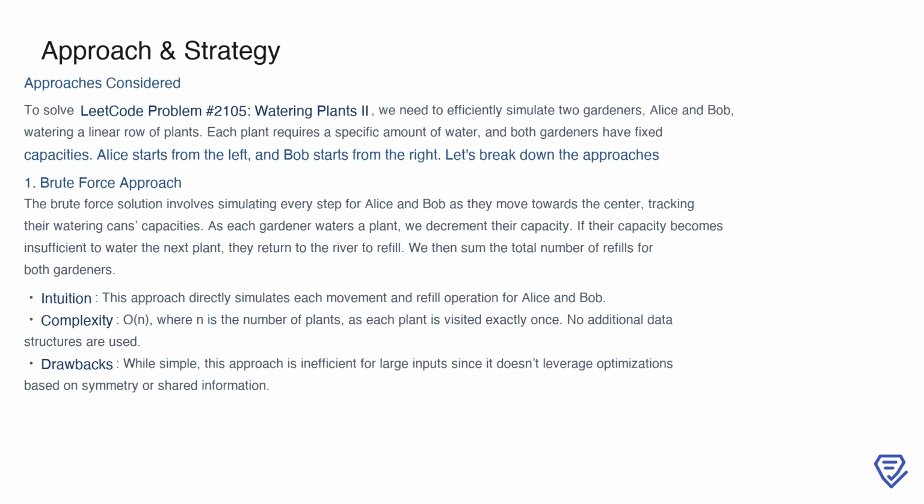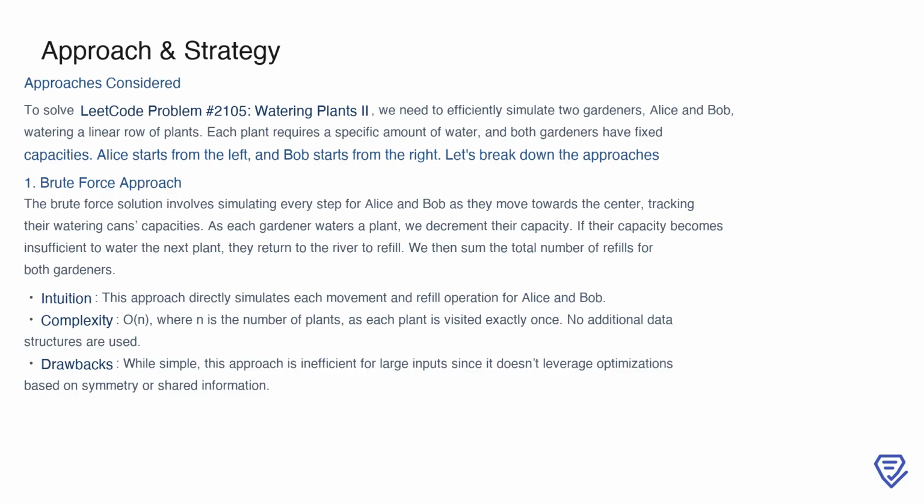To solve LeetCode problem number 2105, we need to simulate the actions of two gardeners, Alice and Bob, as they water a linear row of plants. Each plant has a specific water requirement, and both gardeners have fixed water carrying capacities. Alice starts watering from the left side of the row, while Bob begins from the right. One approach we can consider is the brute force method. In this approach, we simulate every step taken by both Alice and Bob as they move toward the center.